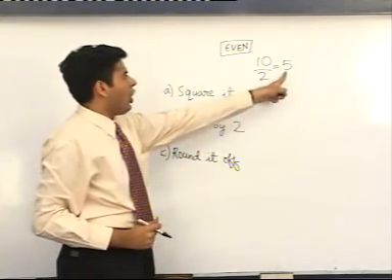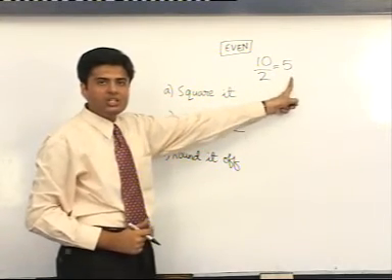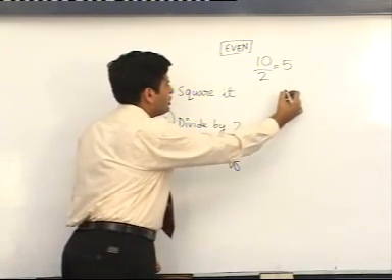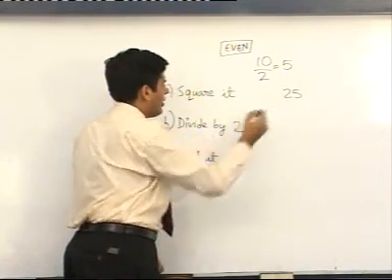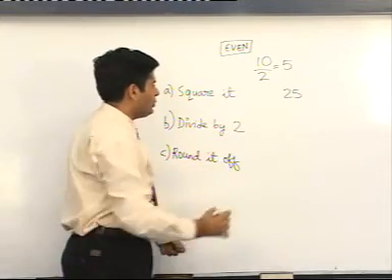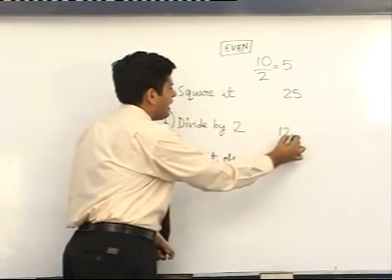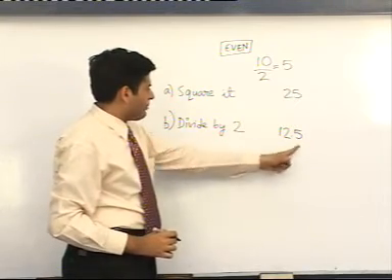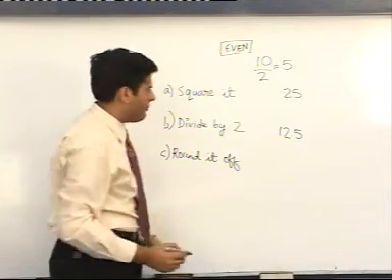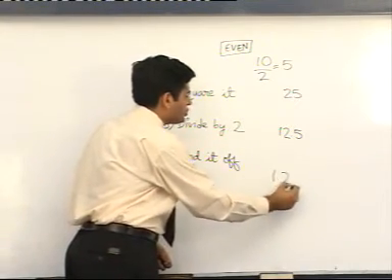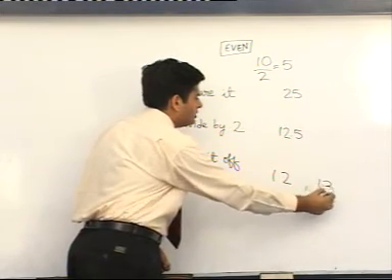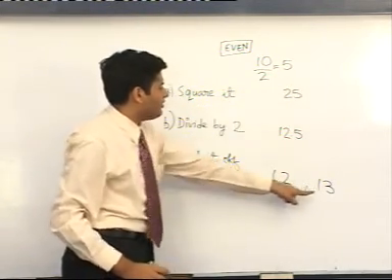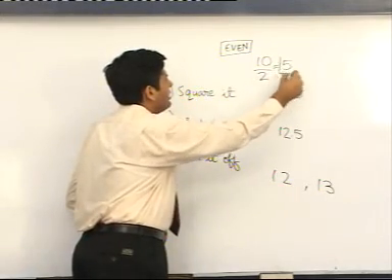Now I have an odd number, so I repeat the procedure that I have used for odd numbers. Square of 5 is 25. When you divide 25 by 2, you get 12.5. And when you round 12.5 to the next smaller and bigger number, you have 12 and 13. So 5, 12 and 13 have formed a triplet.